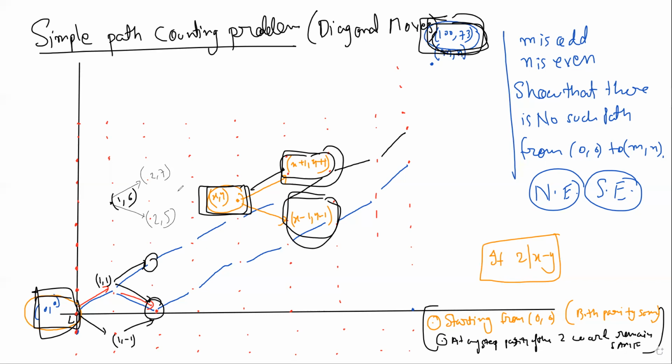Same reasoning: if I am at a place where the parity of x and y is different, then again the parity will remain different. So wherever I reach, the parity will be different. So I cannot reach, for example, (100, 100), something like that. I cannot reach this place from (1, 6) because this has the same parity.